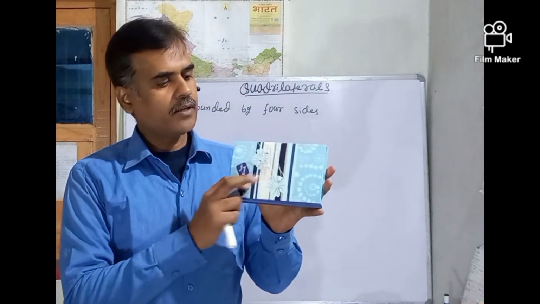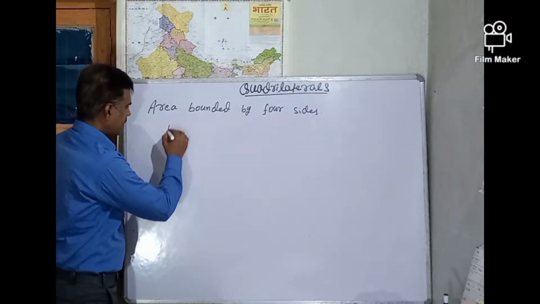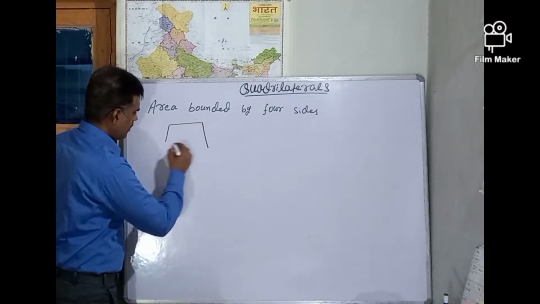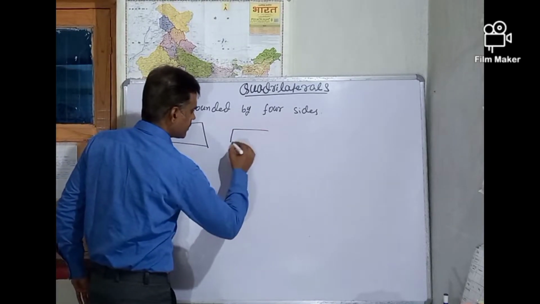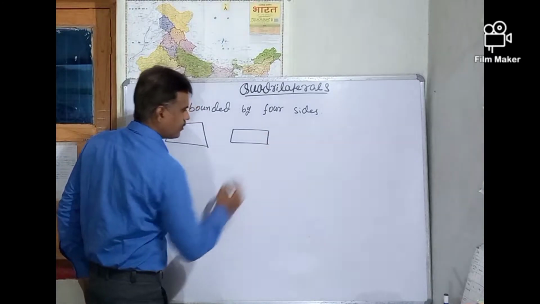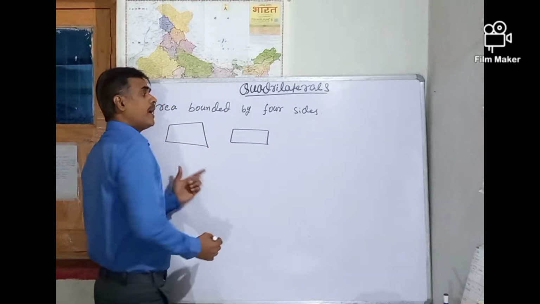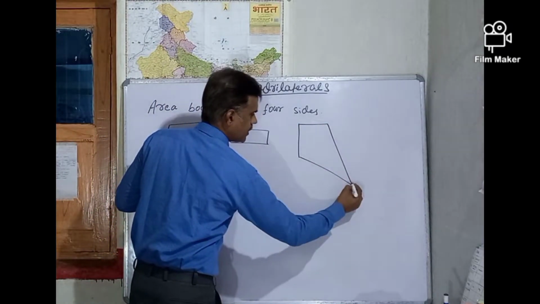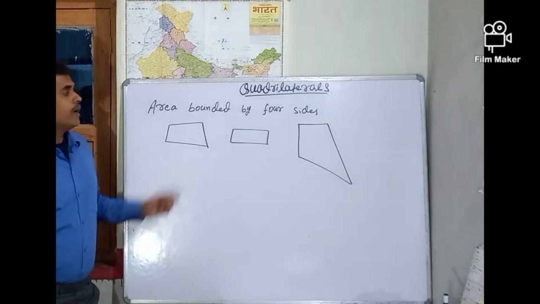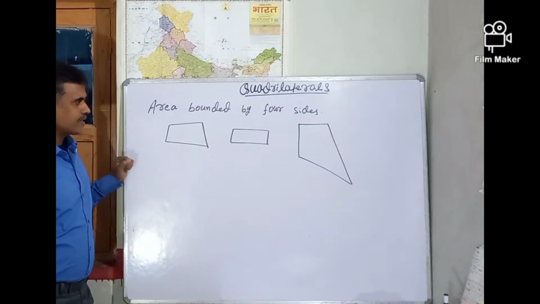This is a quadrilateral. So first we should understand the types of quadrilateral. This can be of various types. All these figures that I am drawing on the board are quadrilaterals. This is a quadrilateral. This is also a quadrilateral. And a quadrilateral can be of this type also. These are all quadrilaterals. Actually, the area bounded by four sides is called a quadrilateral.